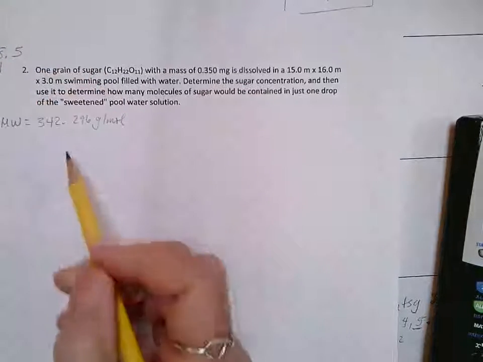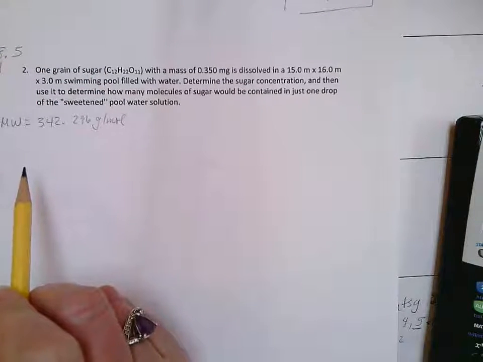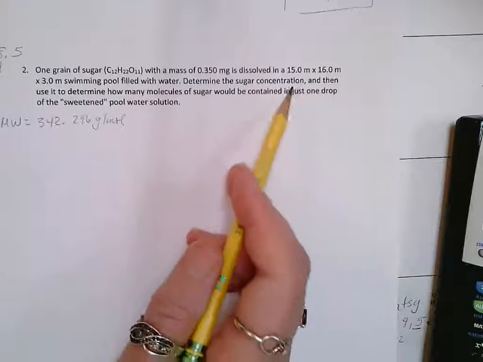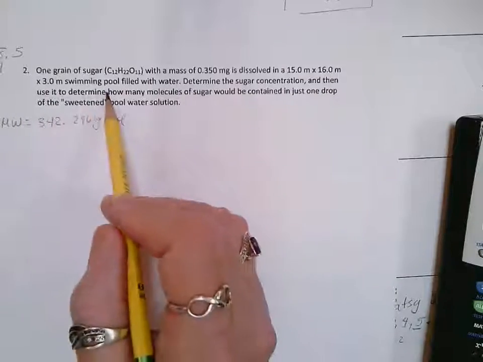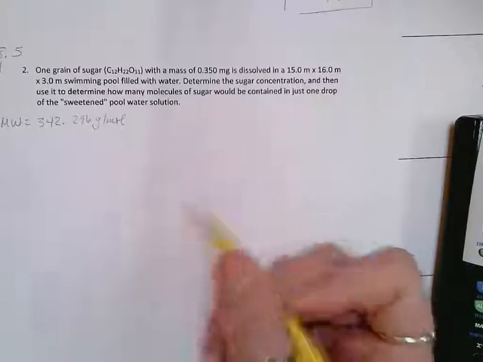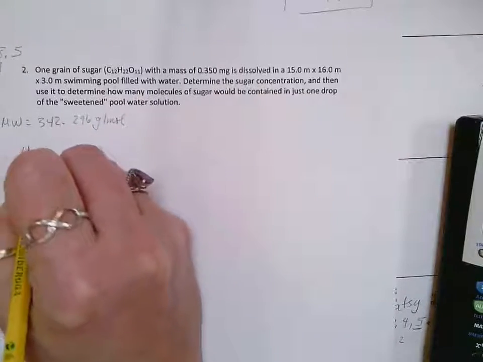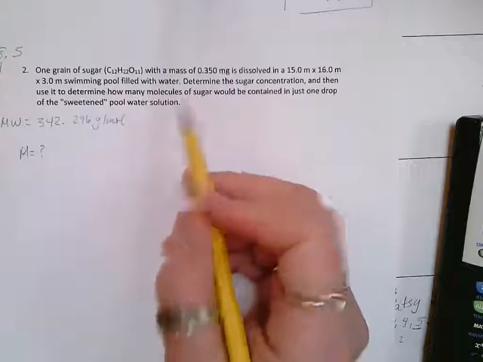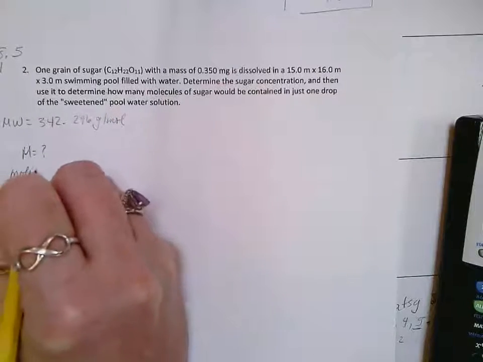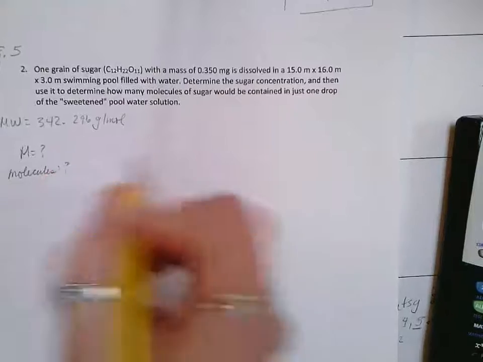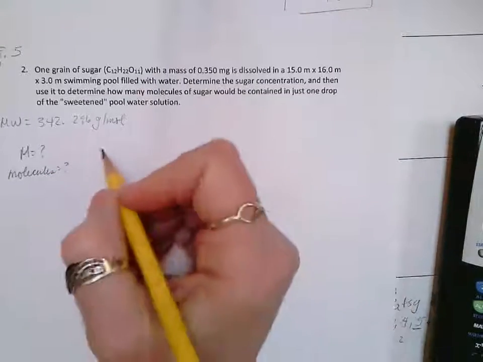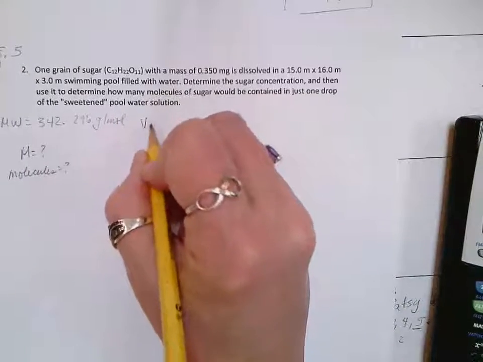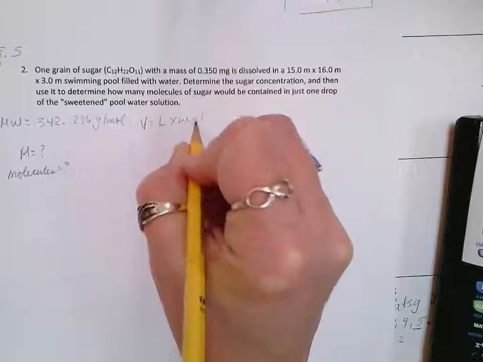It says 1 grain of sugar with a mass of 3.350 milligrams is dissolved in a certain volume swimming pool. Determine the sugar concentration. So it's asking me to find molarity, and then use it to determine how many molecules. So I have 2 answers I need to produce. Let's start. I'm going to do the volume first. So the volume is going to equal length times width times height.